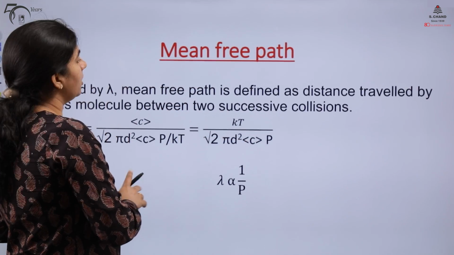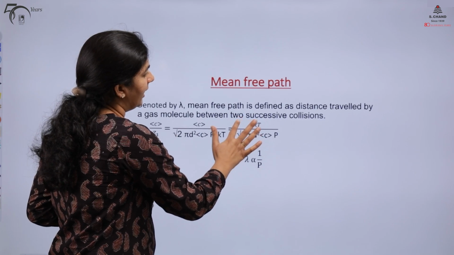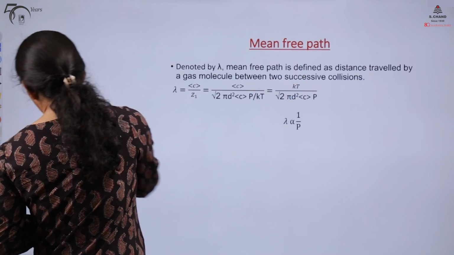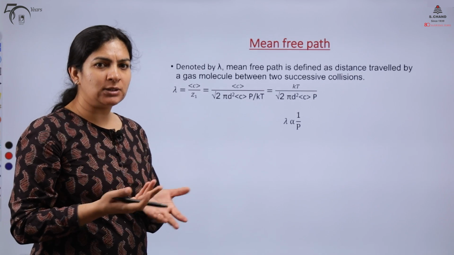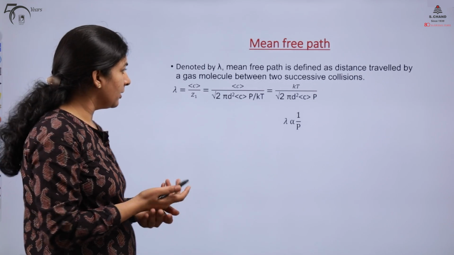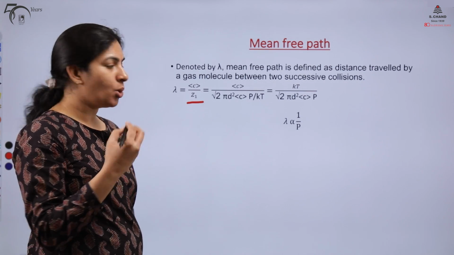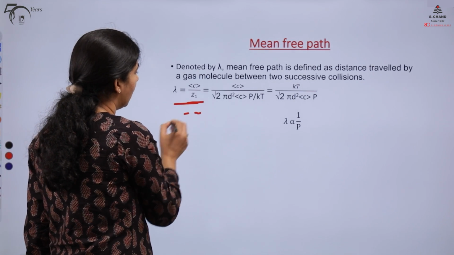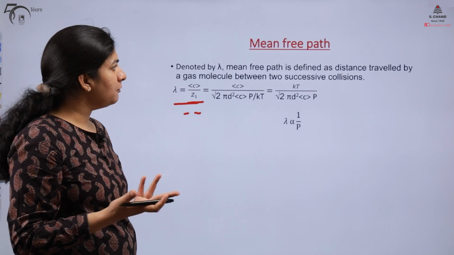Another important quantity, which is again related to the collision phenomena and closely related to the collision number, is the mean free path. So, how do we define mean free path?